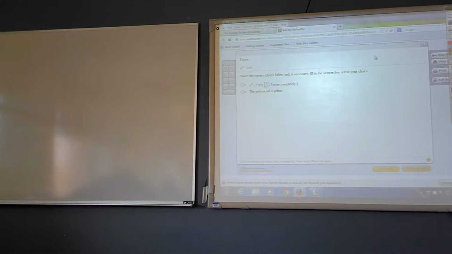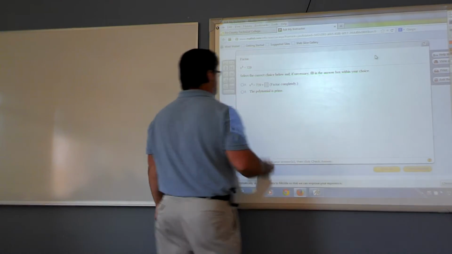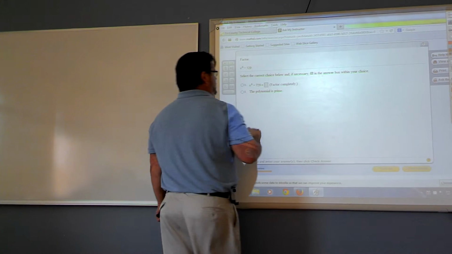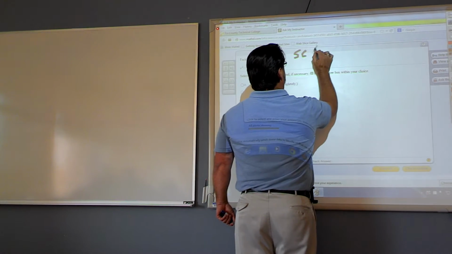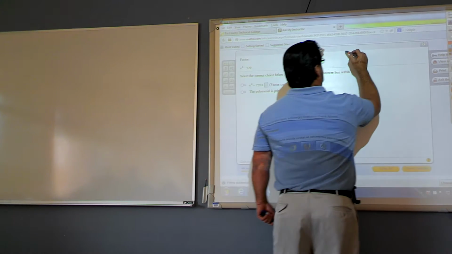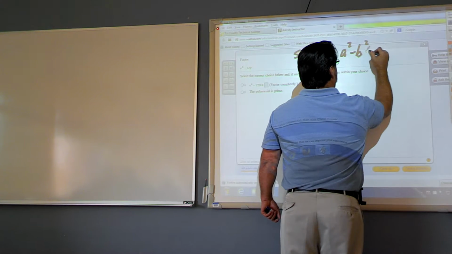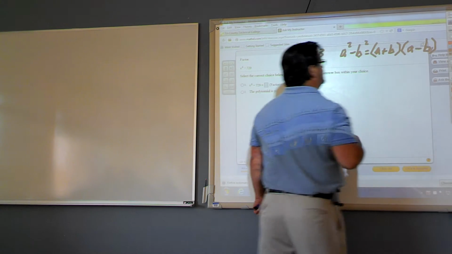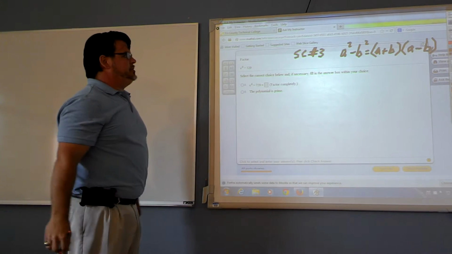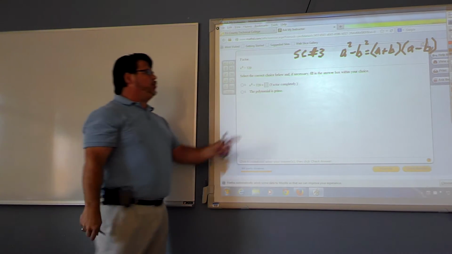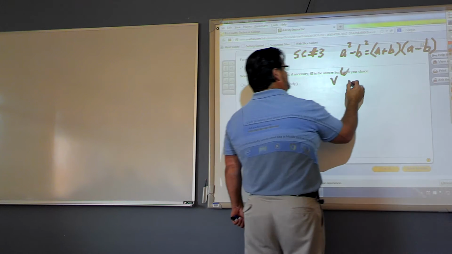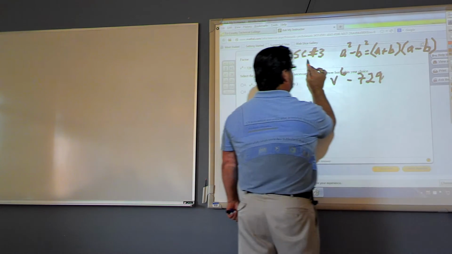So let's go ahead and start. Somebody give me one, shortcut 3. We'll do shortcut number 3 first. Using shortcut number 3. And shortcut number 3 says a squared minus b squared is equal to a plus b times a minus b. Sorry about that. I'll have to turn it on silent. Alright, so the difference of two squares, so that means we have to take the square root of both of these terms. So v to the 6th minus 729, looks like this right here, see?